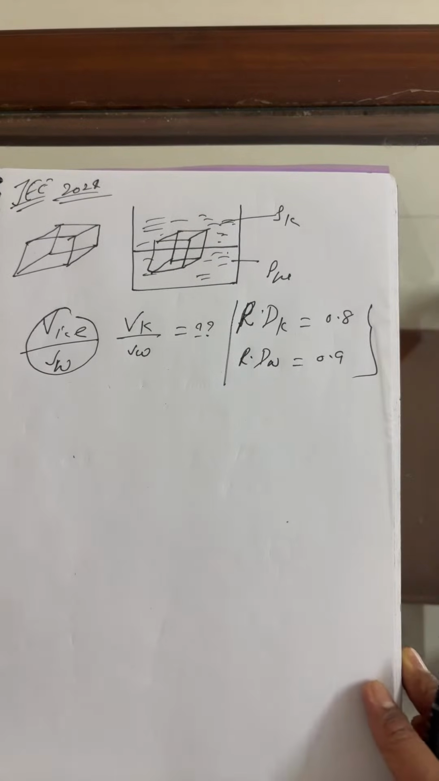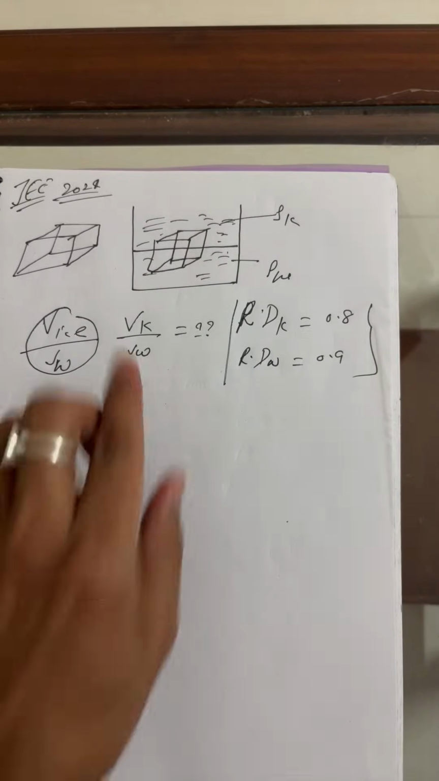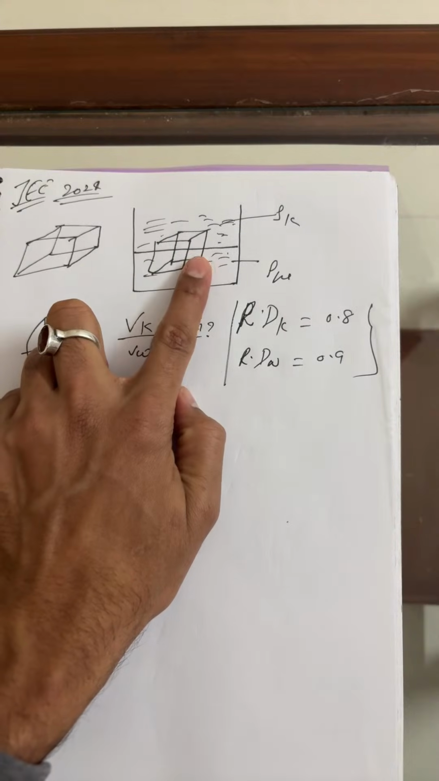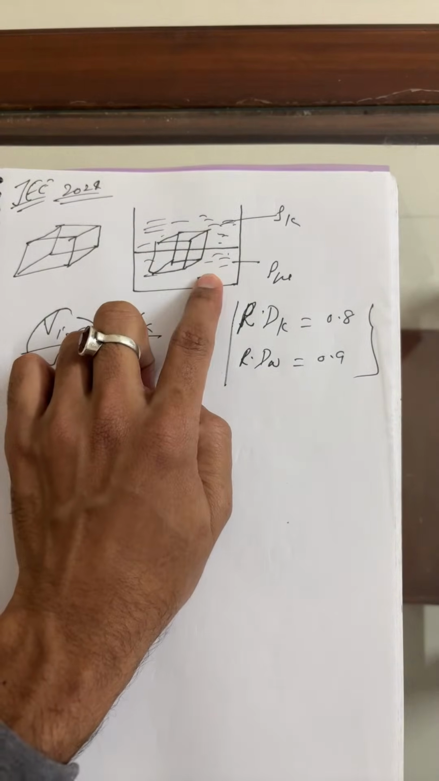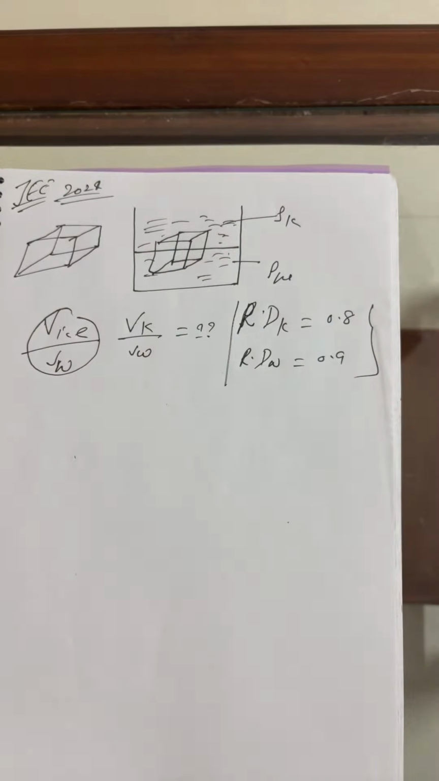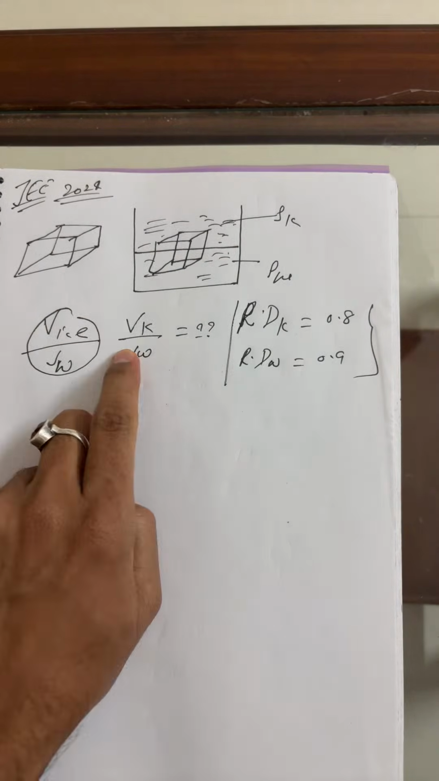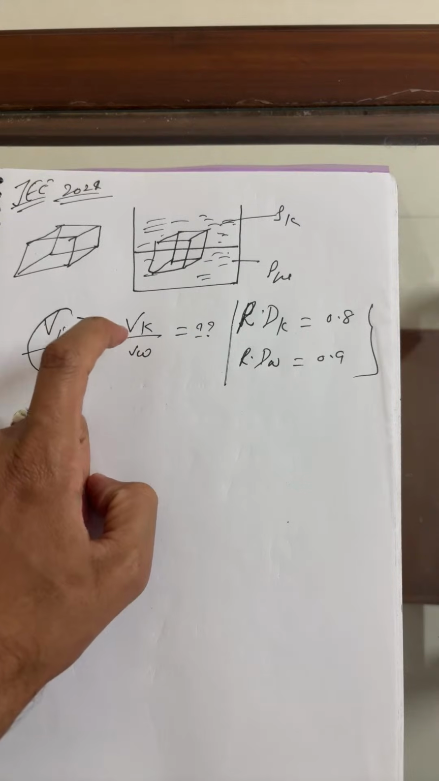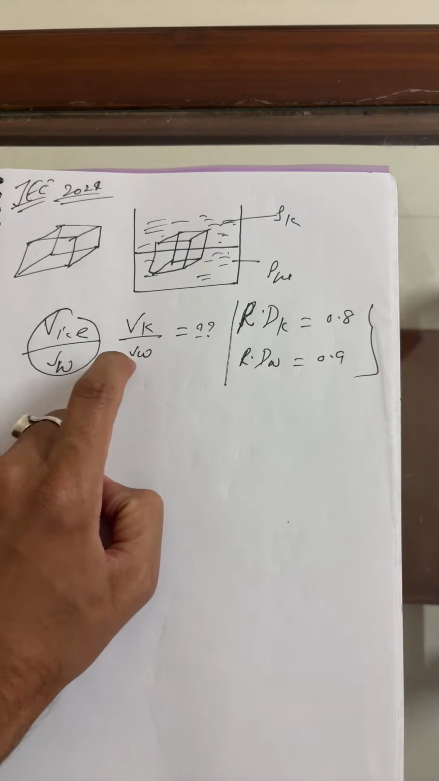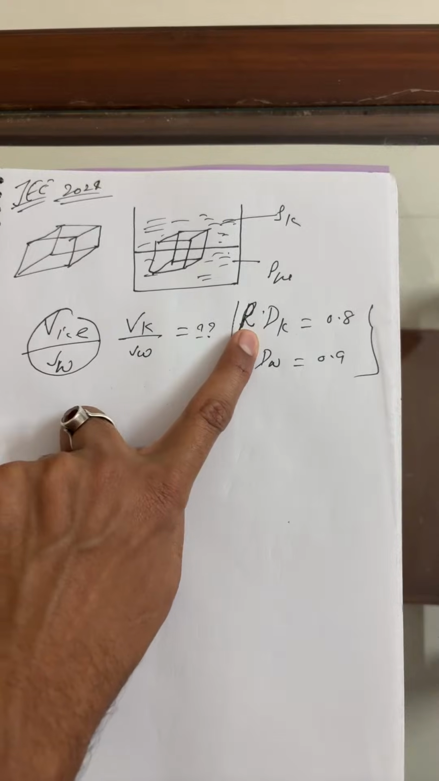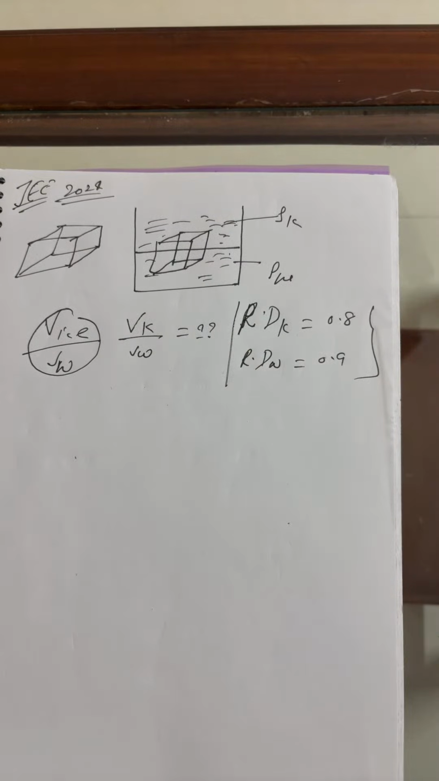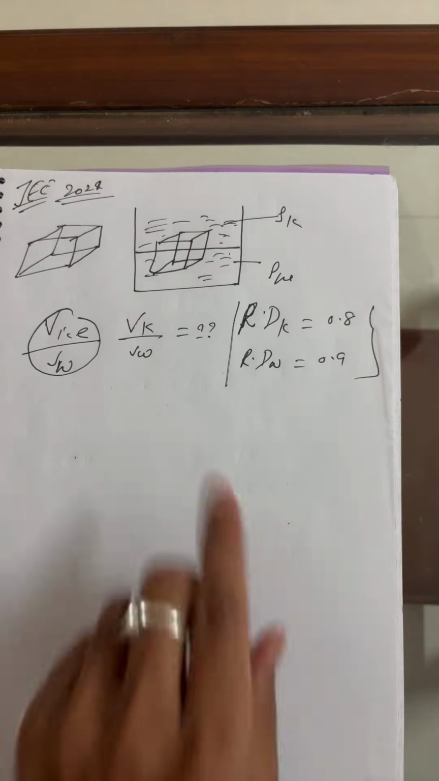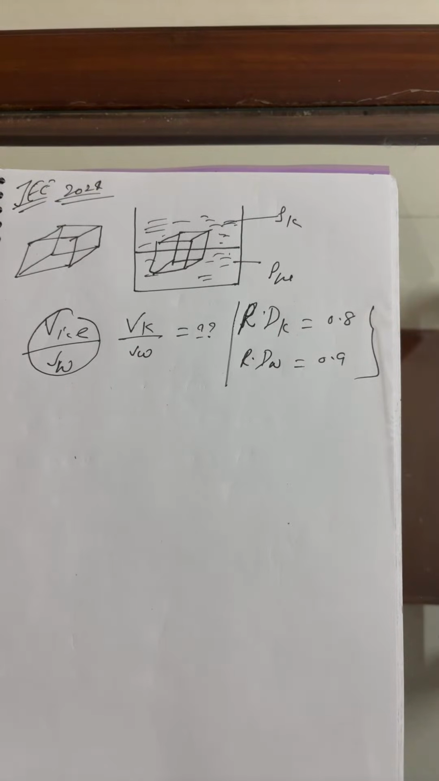In the question, again I repeated the question. This is the container. In this, there is the cube. A few parts of the cube are under the water, and a few parts you can see in the kerosene oil. You have to find the volume of kerosene to the volume of water. The relative density of kerosene is 0.8, and of water 0.9. Yes, correct.